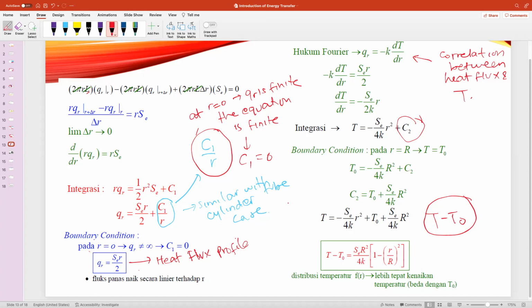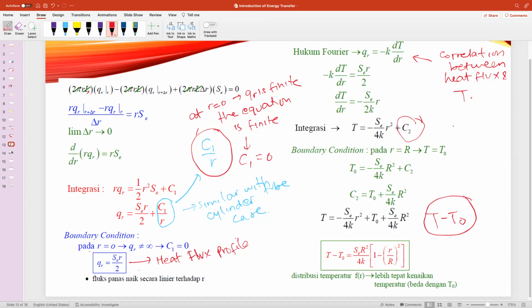Okay, so this is the temperature distribution, or the temperature difference distribution. Lebih tepat kenaikan temperatur. Why? Because we always put the reference with T0. So it's much more convenient to do that. Okay, up to here. Any questions?